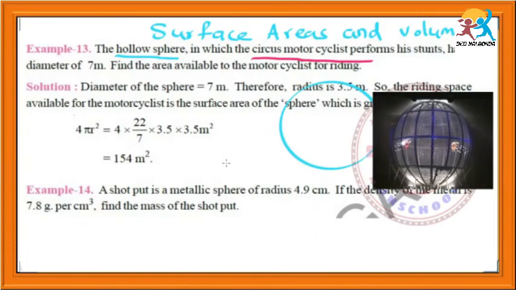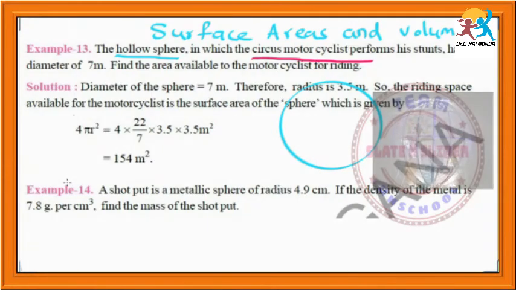Find the area available to the motorcyclist for riding. That means we have to find out the curved surface area of that sphere. So here we have the diameter, and from this we can find the radius, and after that we can find the surface area. Next we will discuss the next example, that is 14.